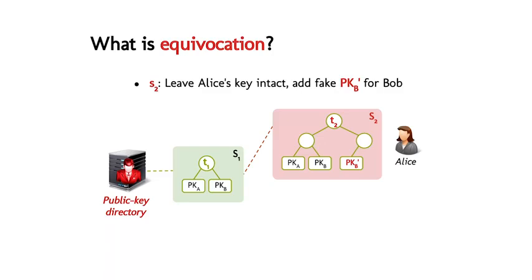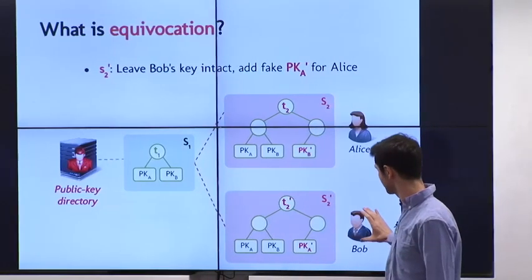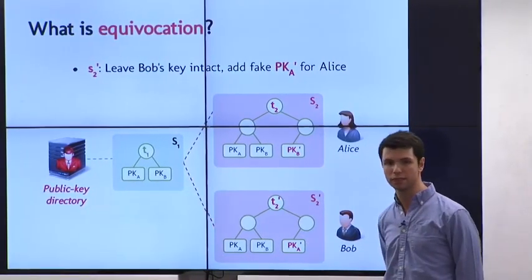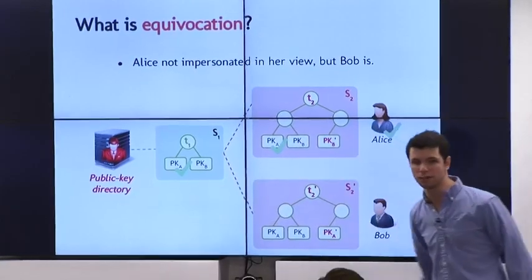What the directory can do is create a new directory at time 2, where he puts a fake public key for Bob, and he shows this to Alice, right? And at time 2 also, he creates another directory for Bob, where he puts a fake public key for Alice, right? So now, the problem here is that when Alice checks in this directory, she looks at her own public key to make sure she's not impersonated.